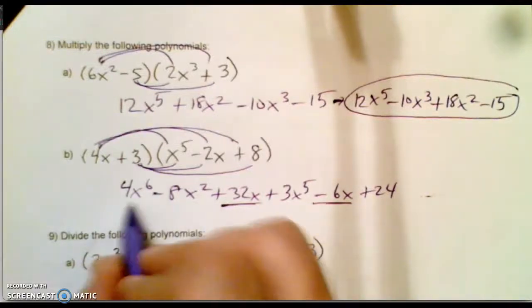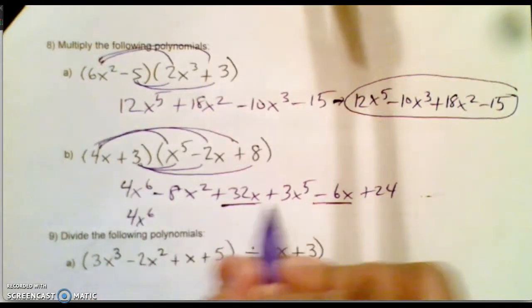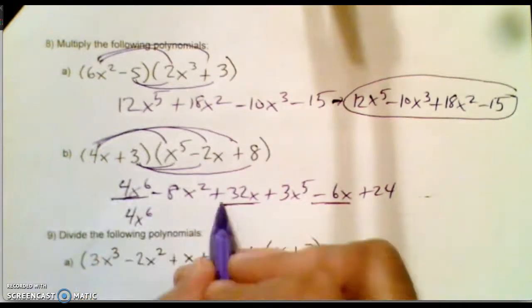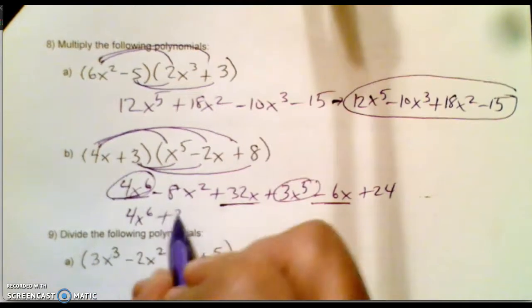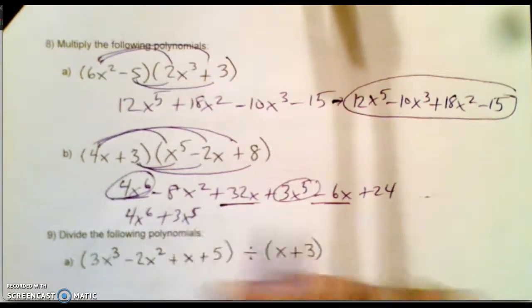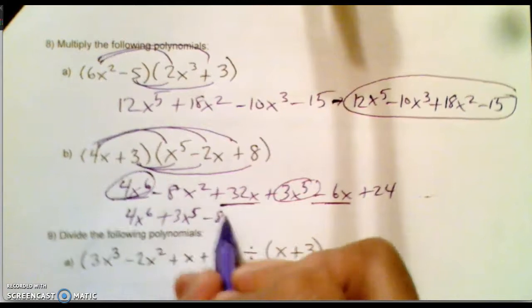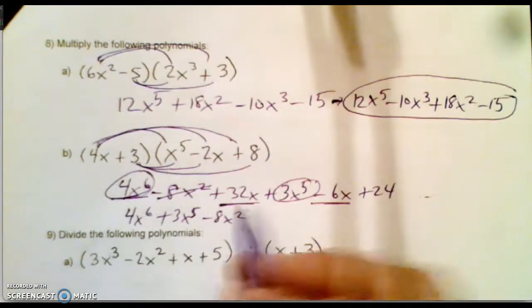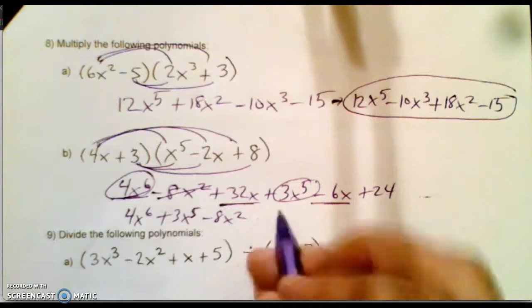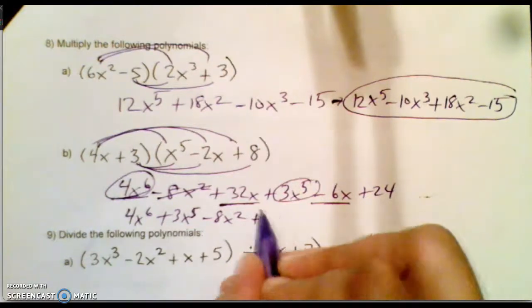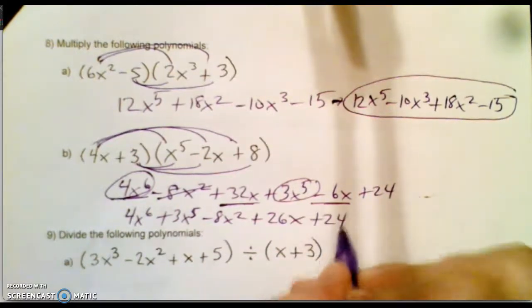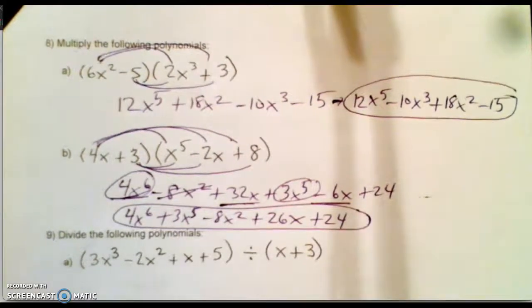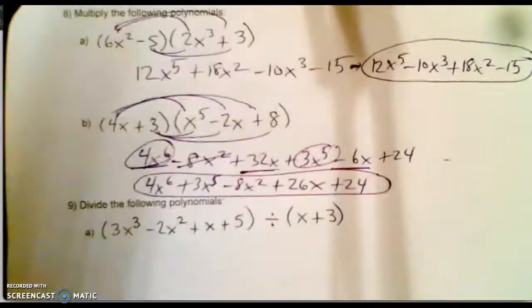So I'm going to rewrite it in biggest one first, 4x to the 6, right? And then that's that guy. And then we got a 3x to the 5th. And then we got a minus 8x squared. Then we can put these two guys together. That'll be plus, what is that, 26x and then plus 24. Just make sure you don't miss any. Okay, cool. Now we're getting down to the end here.